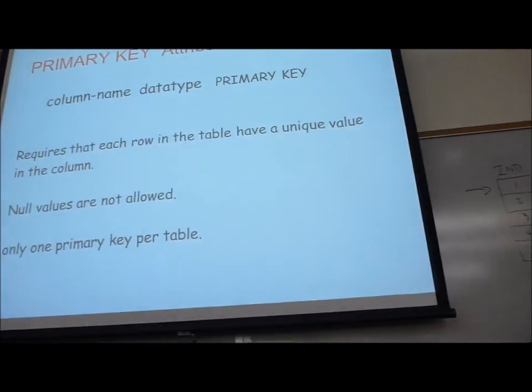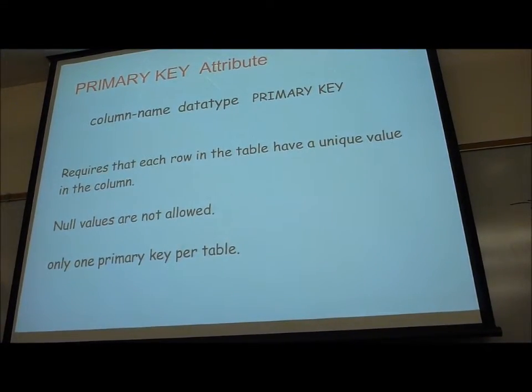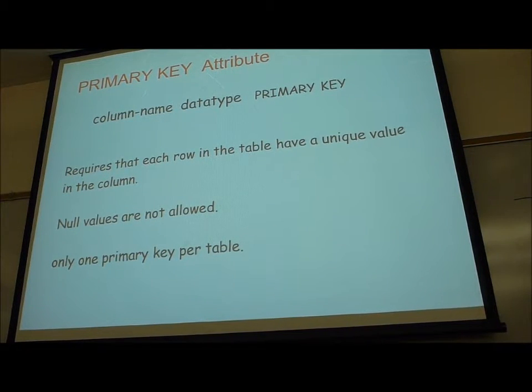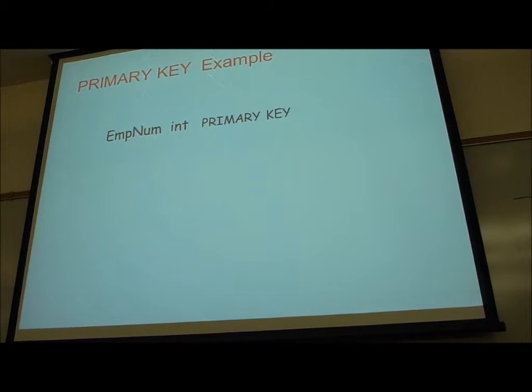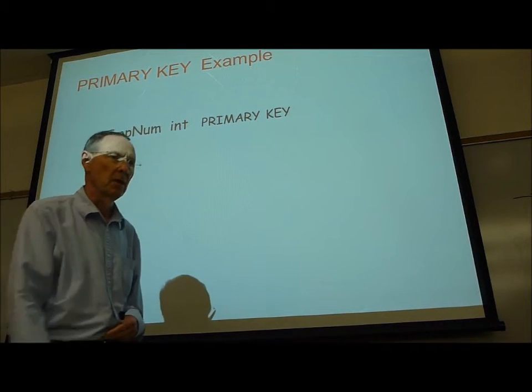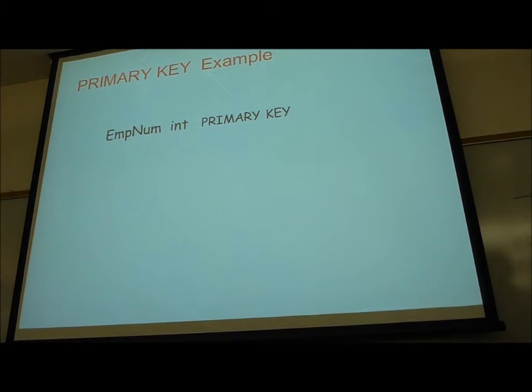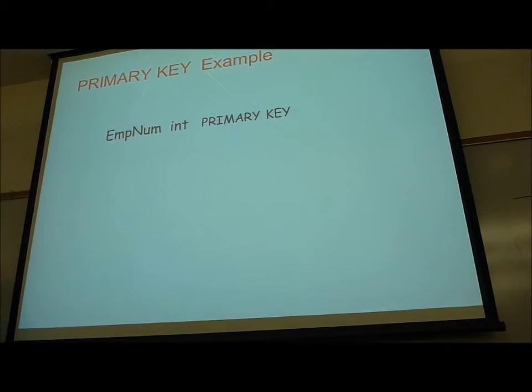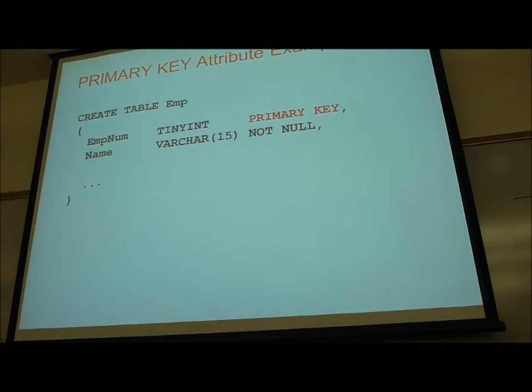I can only have one primary key per table, and that has to do with the way they set up the storage. Here's an example. Employee number, I'm going to make it the primary key. I don't have to do the not null anymore because primary key implies not null. Null would not be allowed. So it's truly unique; it's got to be a value. I've got an example there to put it all in context.